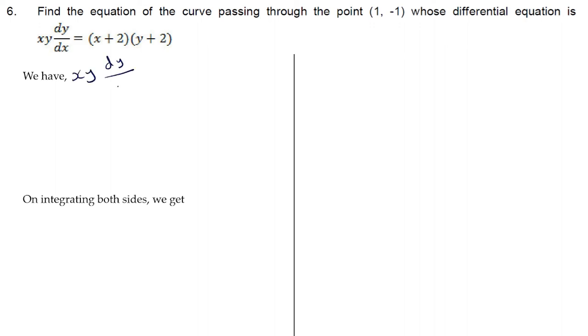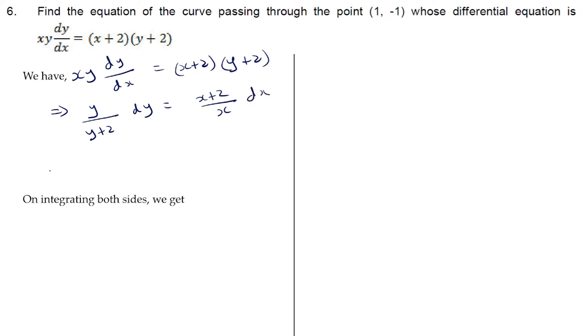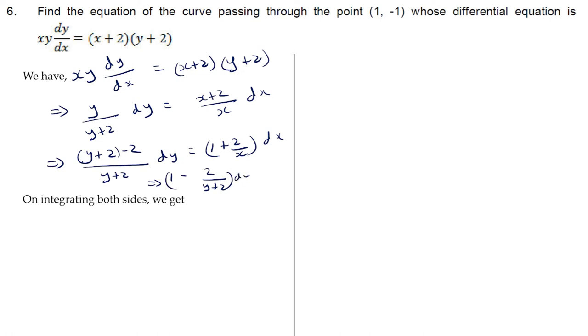Here we have xy dy by dx equal to x plus 2 into y plus 2. Let us collect all terms with y on one side. So y by y plus 2 dy equal to x plus 2 by x dx. Here I am adding and subtracting 2 in the numerator, y plus 2 minus 2 upon y plus 2 dy equal to, here x plus 2 by x is x by x is 1 plus 2 by x dx. So here we have y plus 2 by y plus 2, which is 1, 1 minus 2 by y plus 2 dy equal to 1 plus 2 by x dx.